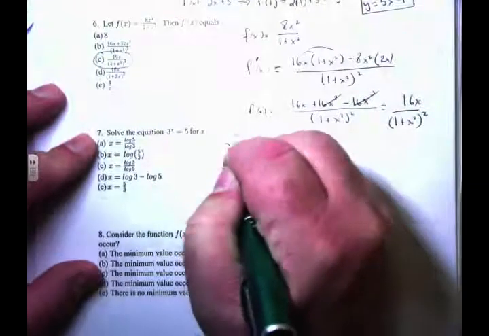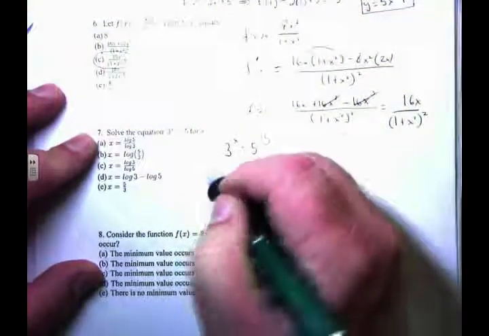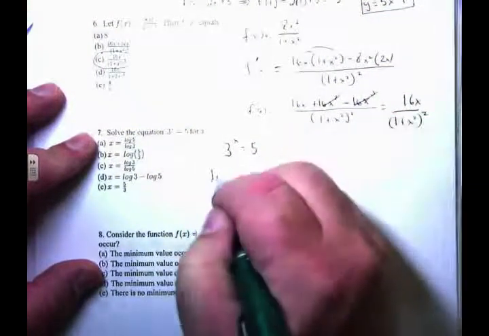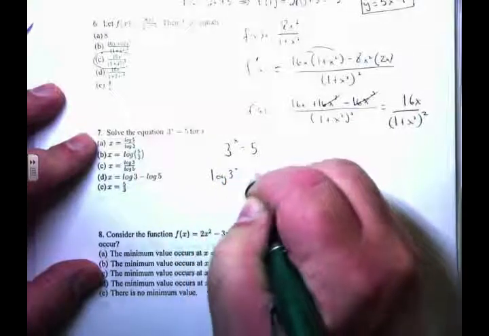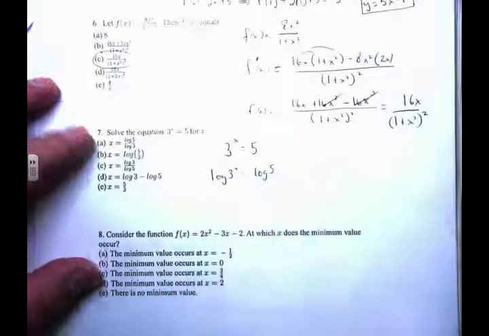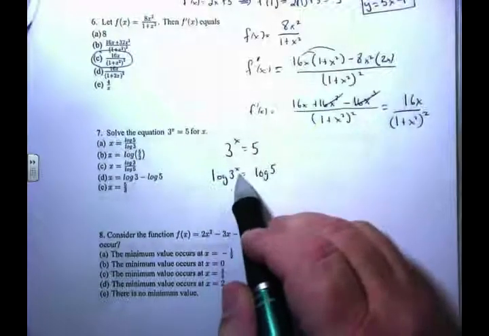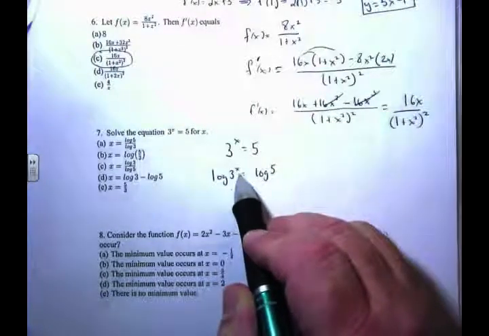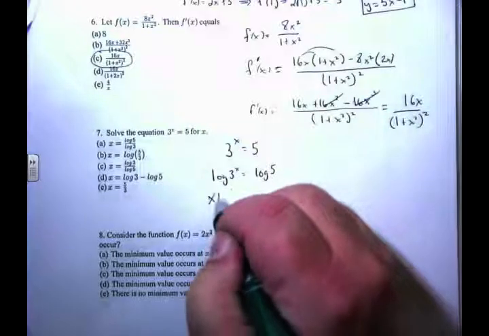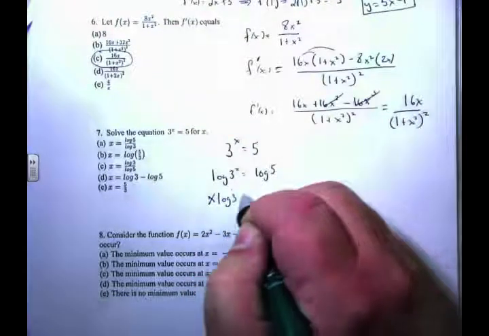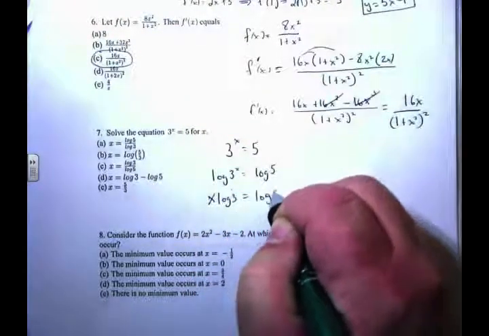So I got 3 to the x equals 5. What I do to one side, I do to the other. I'm going to take the log of both sides. Log of 3 to the x is equal to log of 5. Property number 3 of logarithms. When you take a log of something to a power, where do powers get to go? Out front. This becomes x times the log of 3, is equal to the log of 5.